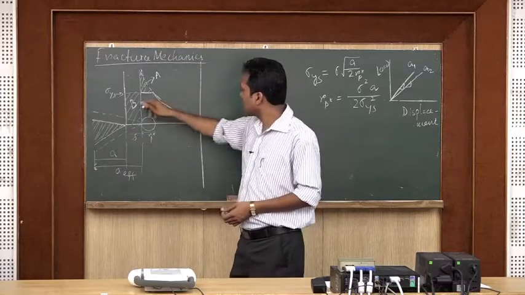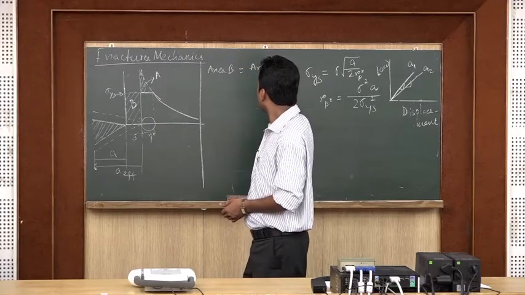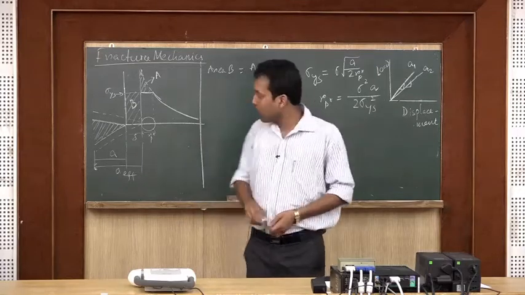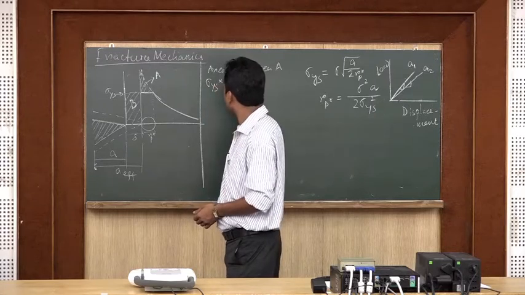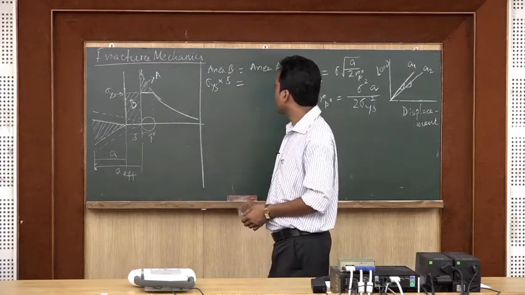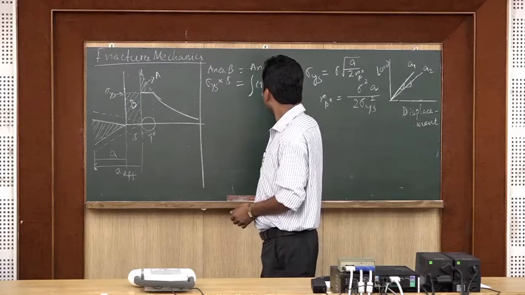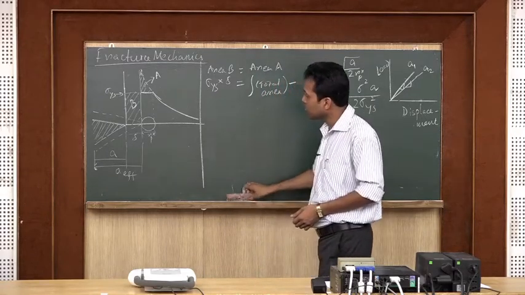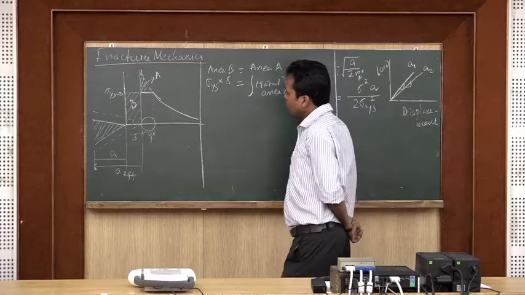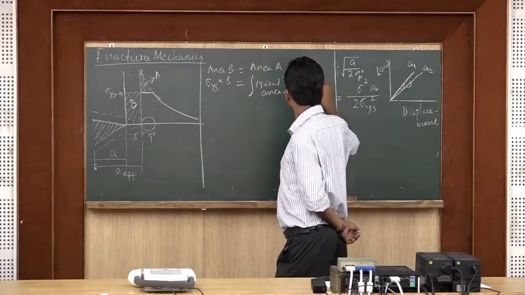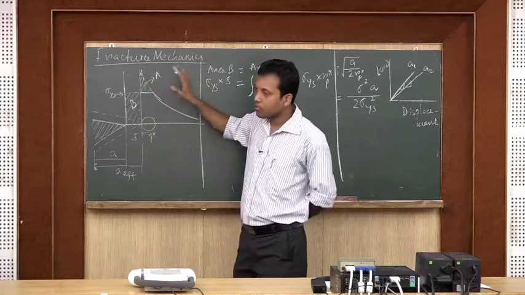So, the area under this means what? Now, area B must be equal to area A for load balance, and area B equals sigma ys into delta, equal to the total area under the curve minus sigma ys into, that is total area minus this much area will give you the area A.